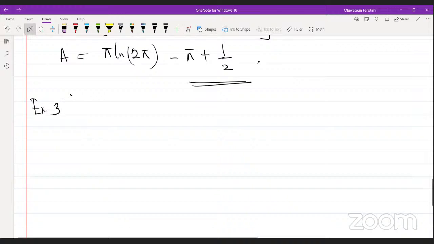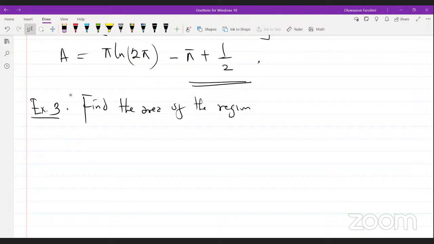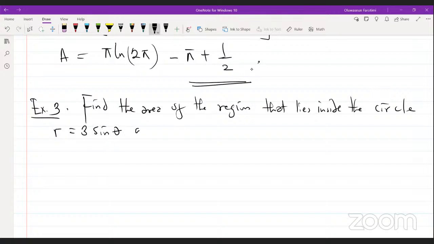Example 3. Find the area of the region that lies inside the circle r equals 3 sine of theta, and outside the cardioid r equals 1 plus sine of theta. Okay, I'm going to sketch what it looks like.